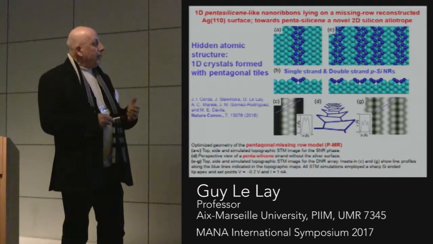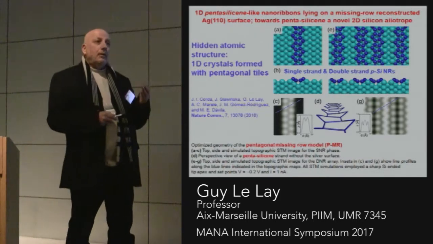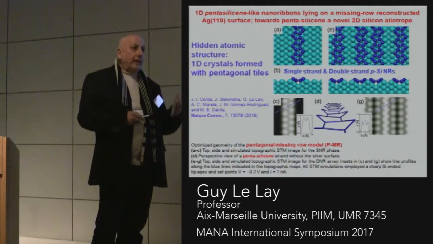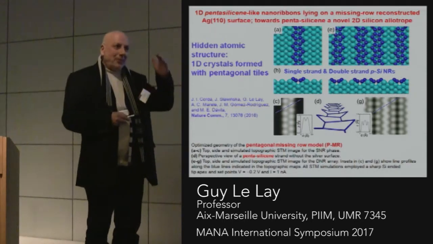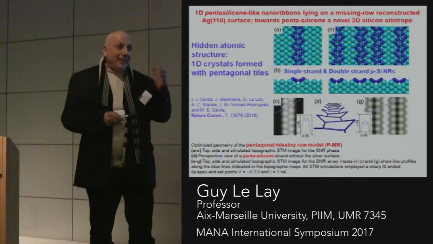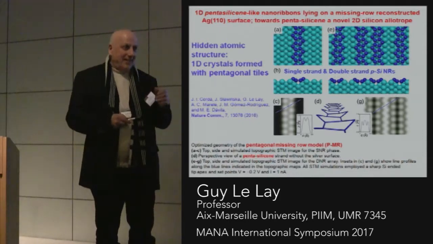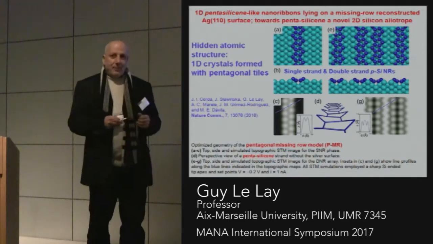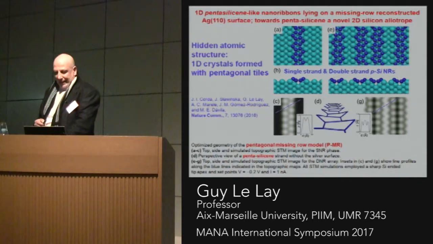This is, to the best of my knowledge, the first silicon material composed only of pentagonal tiles. There are many pentagons, for example, in cleaved silicon surfaces, or you can find them in clathrates or something like that, but they are not purely pentagonal tiles. Here, it is purely pentagonal. So this is the 1D pentasilicene novel material.